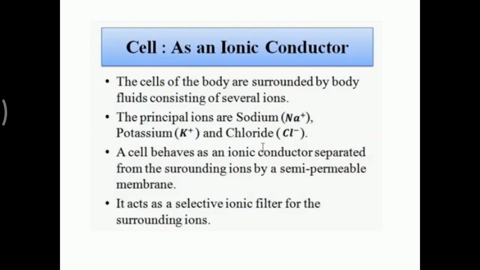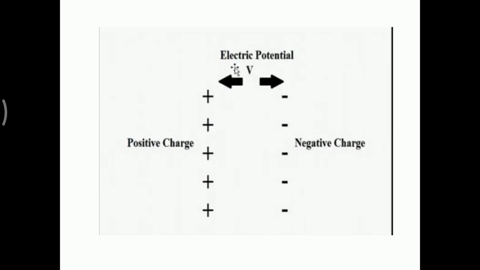You can see how it separates them. That's why we call it a selective ionic filter for the surrounding ions. The cell membrane acts as a selective ionic filter, so it allows only certain ionic materials to cross the cell membrane, thus separating the positive and negative charges and creating the bioelectric signals. In the diagram we can see the positive charges separated on the left side and negative charges separated on the right side. Once positive and negative ions are separated, in between there will be an electric potential.